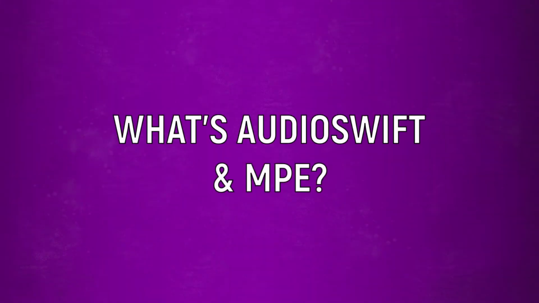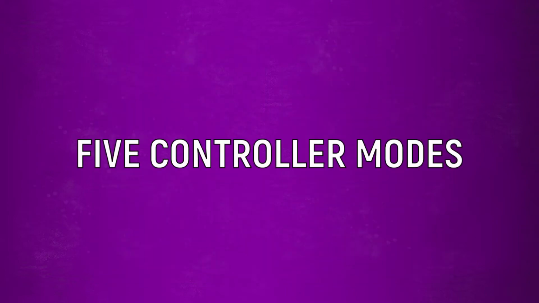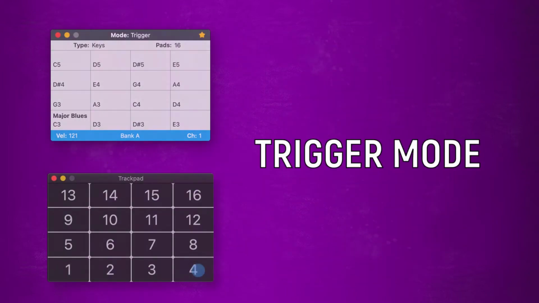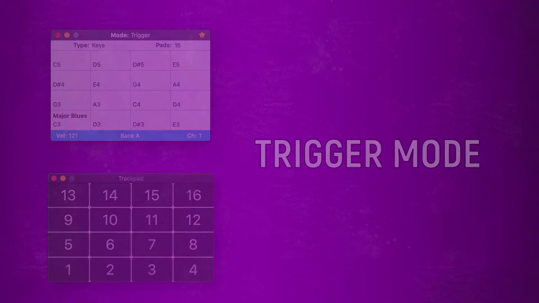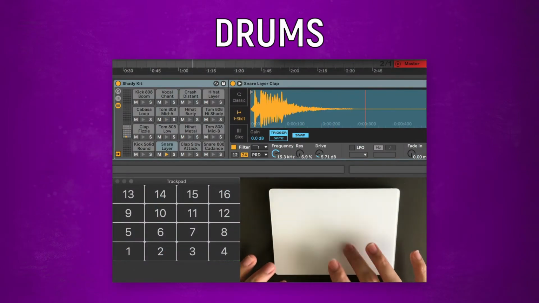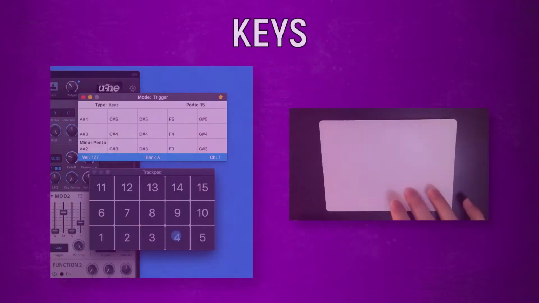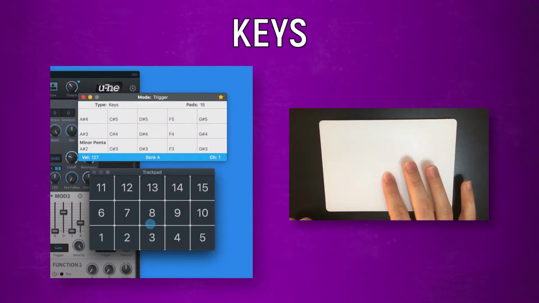So what is AudioSwift and MPE? AudioSwift for macOS is an app that transforms a trackpad into a touch MIDI controller. It has 5 different controller modes, and one of them, the trigger mode, lets you play MIDI notes with velocity in a grid-style controller. The trigger mode comes in 3 different types: drums for playing percussive sounds, chords to play full chords with only one touch, and keys to play sustaining notes with MPE support.